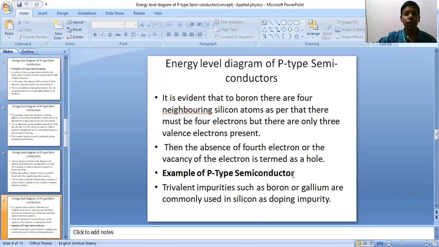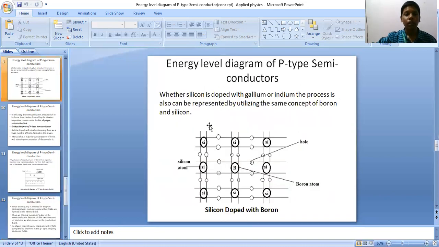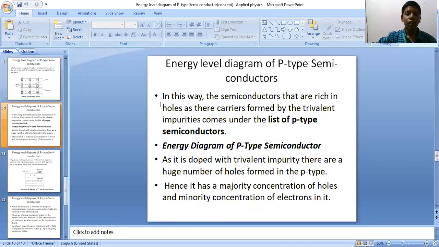Example of p-type semiconductor. Trivalent impurities such as boron or gallium are commonly used in silicon as doping impurities. Whether silicon is doped with gallium or indium, the process can also be represented by utilizing the same concept of boron and silicon. Silicon doped with boron is shown in the figure. In this way, the semiconductors that are rich in holes as their carriers, formed by the trivalent impurities, come under the list of p-type semiconductors.